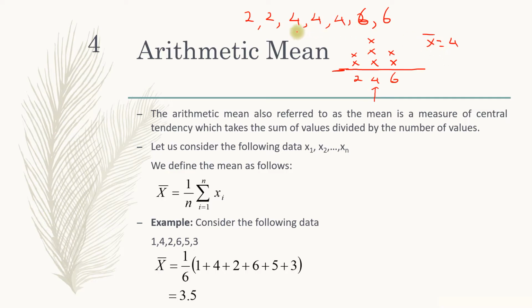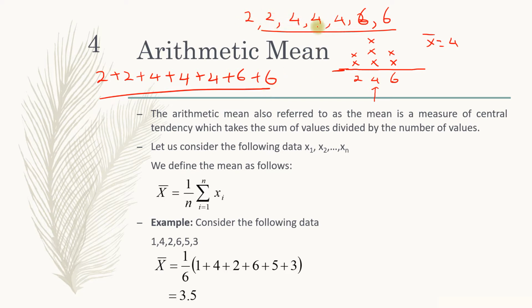You could compute it to check if it is equal to 4. That is, you take all these values, you add them, 2 plus 2 plus 4 plus 4 plus 4 plus 6 and plus 6, divide by how many you've got, 1, 2, 3, 4, 5, 6, 7, divide by 7, you will expect to get 4 out of it, alright?